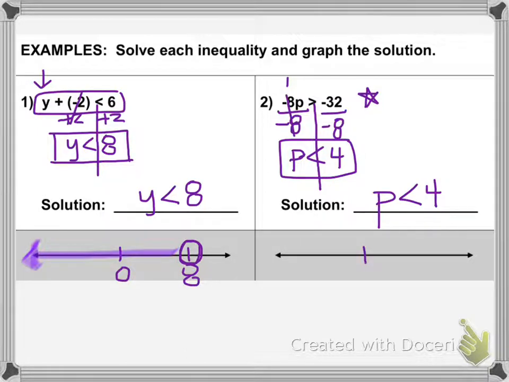So on our graph, we need to put a 0. We need to put the number 4, which is positive, so it's to the right of 0. Because we have a less than, we're going to have an open dot. We're including all numbers right up to 4. And then we will shade all the numbers that are less than 4, which are to the left of 4.